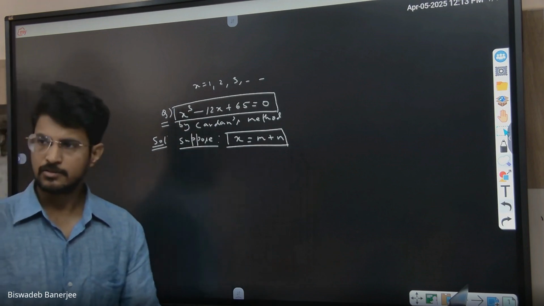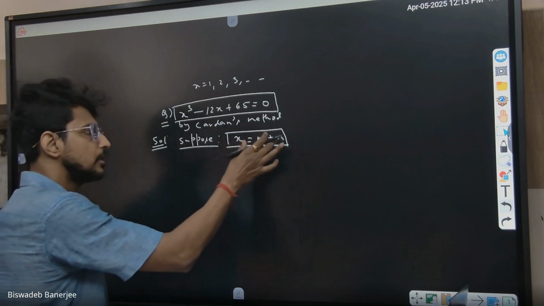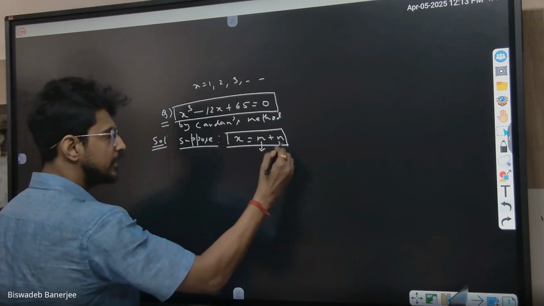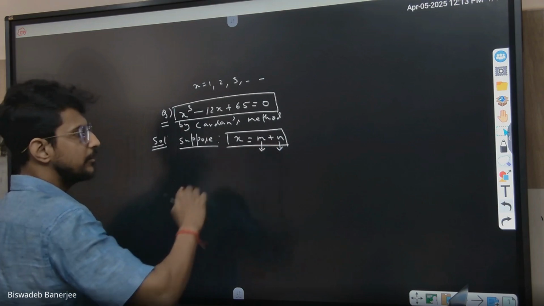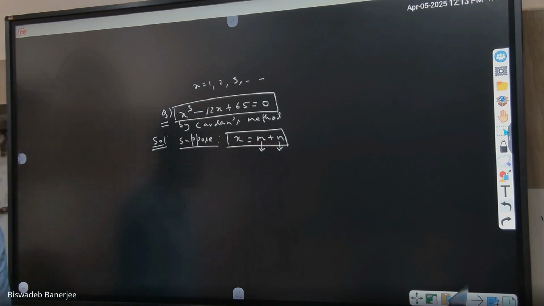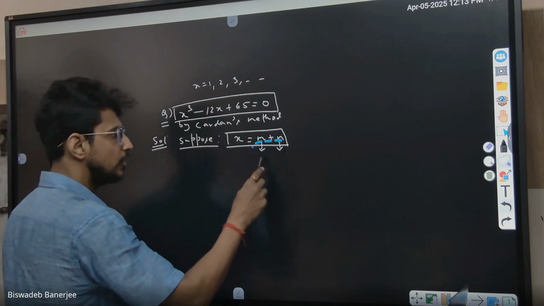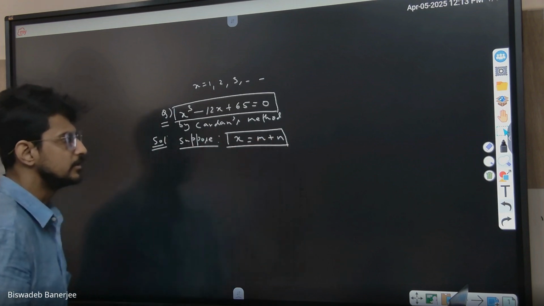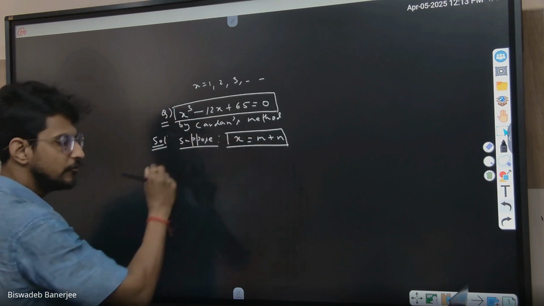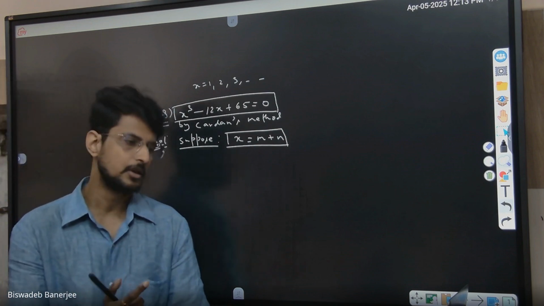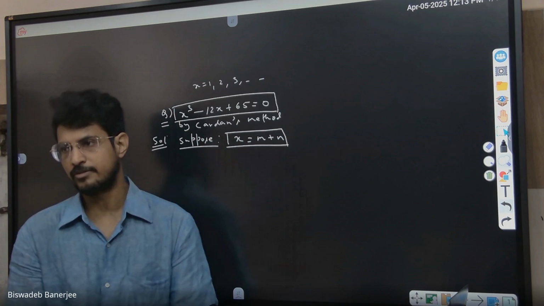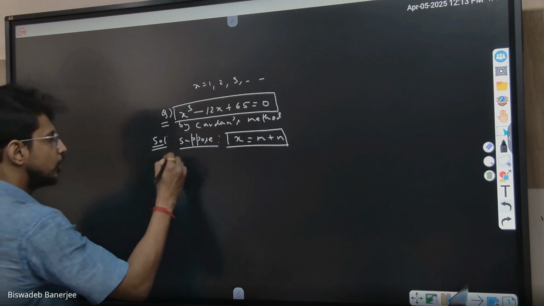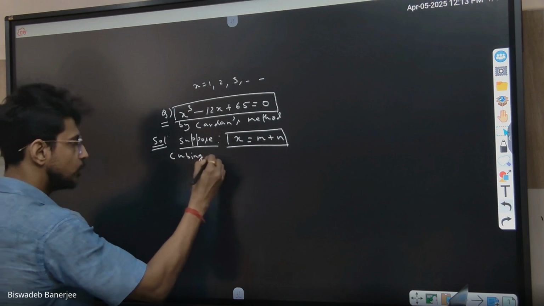So we assume that our x is equal to m plus n. Then our target is to find the values of m and n. If we can find the values of m and n, we can easily find x. This is the purpose of Cardan's method. Solve means find out the value of x. That's it. So we assume x is m plus n. Now we are cubing on both sides.